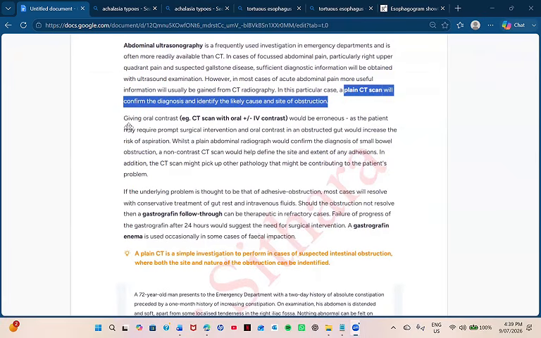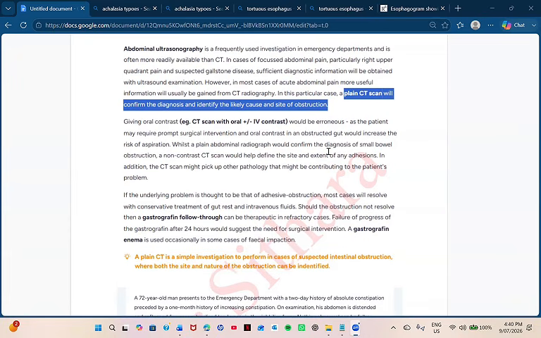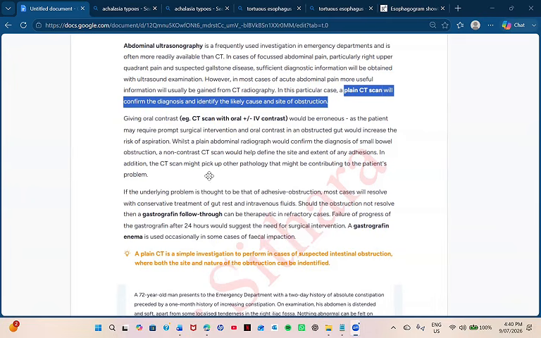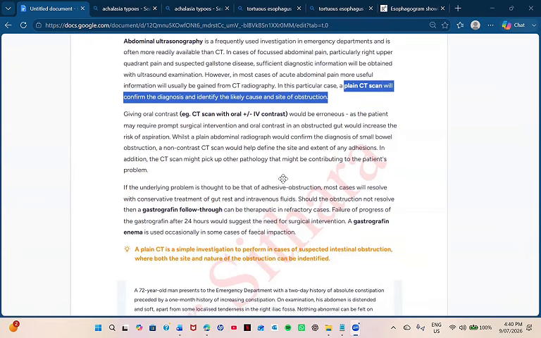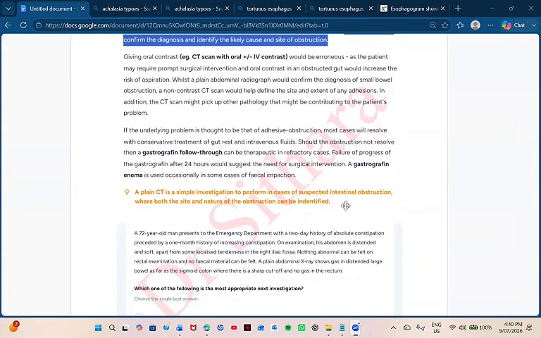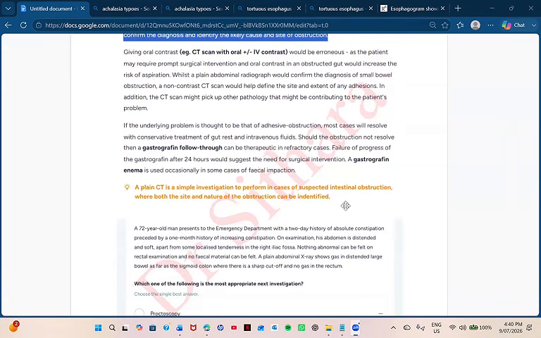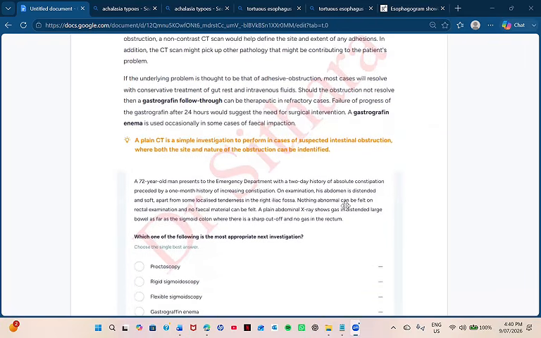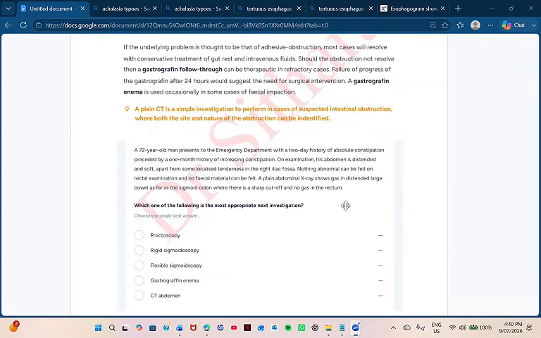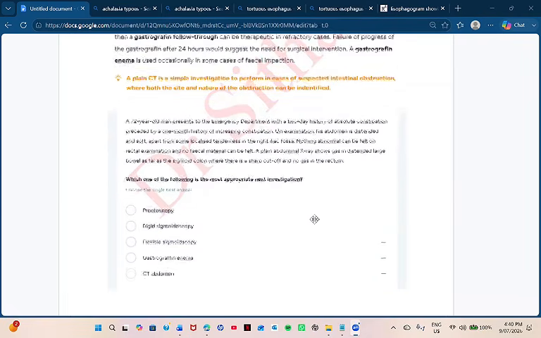Giving oral contrast would be erroneous, as the patient may require prompt surgical intervention, and oral contrast in an obstructed gut would increase the risk of aspiration, right? That's why we are not giving oral contrast. So a plain CT is a simple investigation to perform in cases of suspected intestinal obstruction, where the site and nature of obstruction can be identified. Okay. So what is the answer for this one?